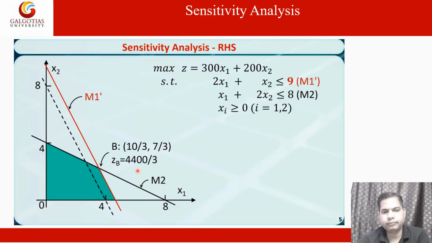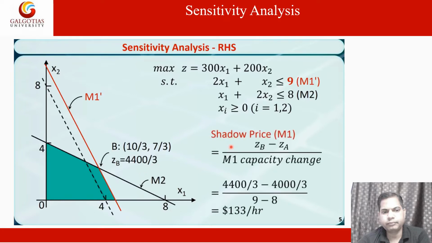The shadow price of machine 1 is defined as follows. The new z value minus the old z value divided by machine 1's capacity change. So the shadow price of machine 1 is $133 per hour. It means each hour increase on machine 1 will bring in $133 more profit.